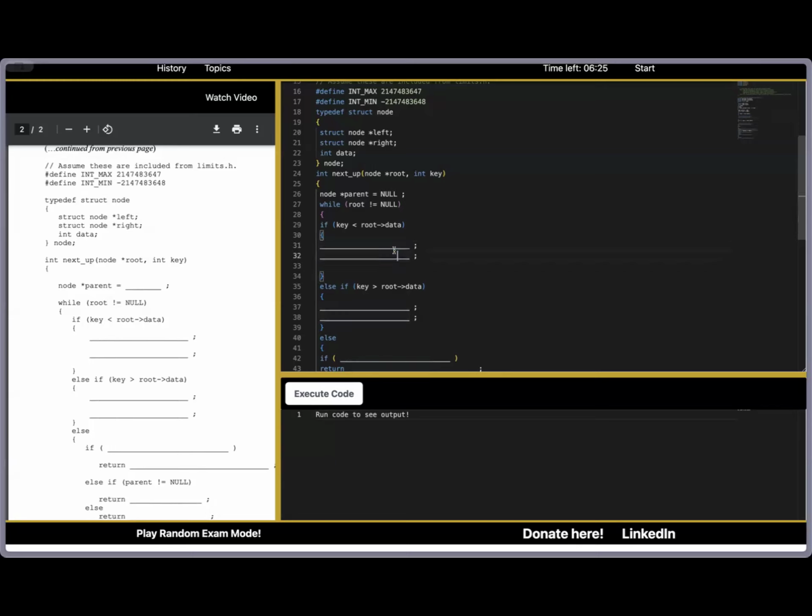Yes, that's part of it. Can you tell me how you would do that? Exactly. There you go. Does this make sense now? What is the second one? Yep, Viggy's correct. Root is equal to root pointing to left.